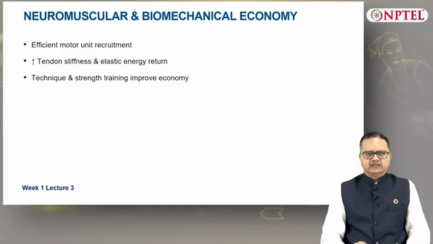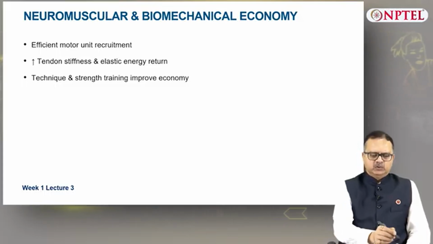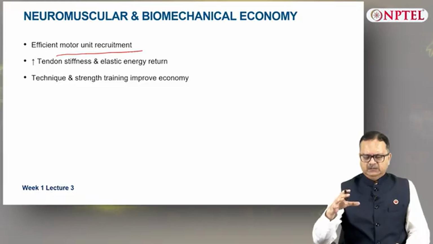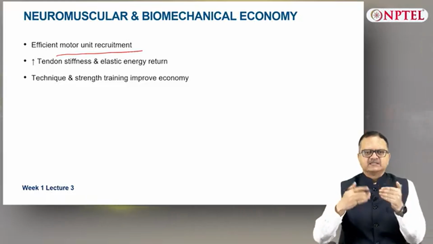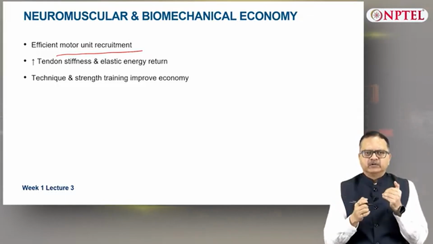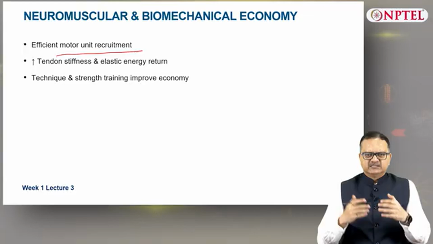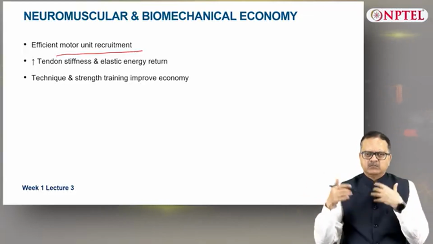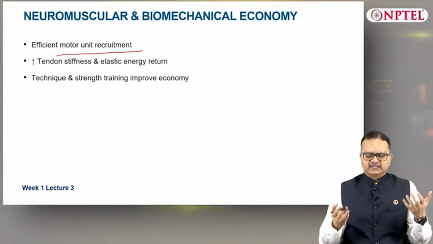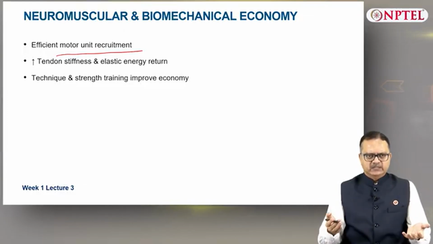Neuromuscular and biomechanical economy. So basically, if you undergo aerobic training, the motor unit recruitment becomes more efficient. That means when you are exercising, your body pulls in a particular number of motor units. As the load increases, more and more motor units are recruited. If you are exercising regularly and continuously, the motor unit recruitment is more efficient.